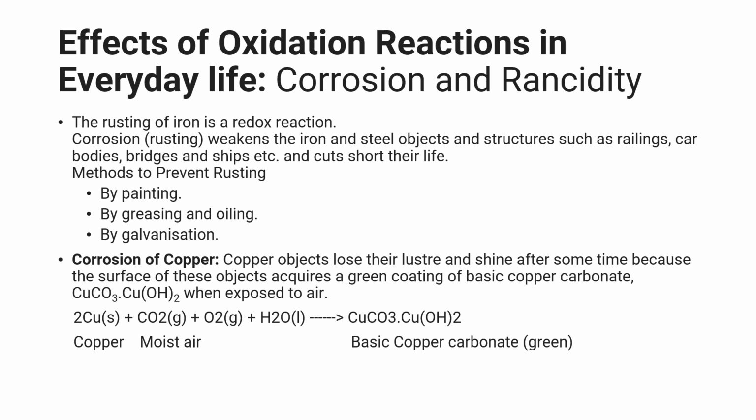Now let's see the corrosion of copper. Copper objects lose their luster and shine after some time because the surface of these objects acquires a green coating of basic copper carbonate, CuCO3·Cu(OH)2, when exposed to air. Let's see the equation for this. 2Cu in solid state plus CO2 in gaseous state plus O2 in gaseous state plus H2O in liquid state gives CuCO3·Cu(OH)2. Copper in moist air gives basic copper carbonate which is green in color.